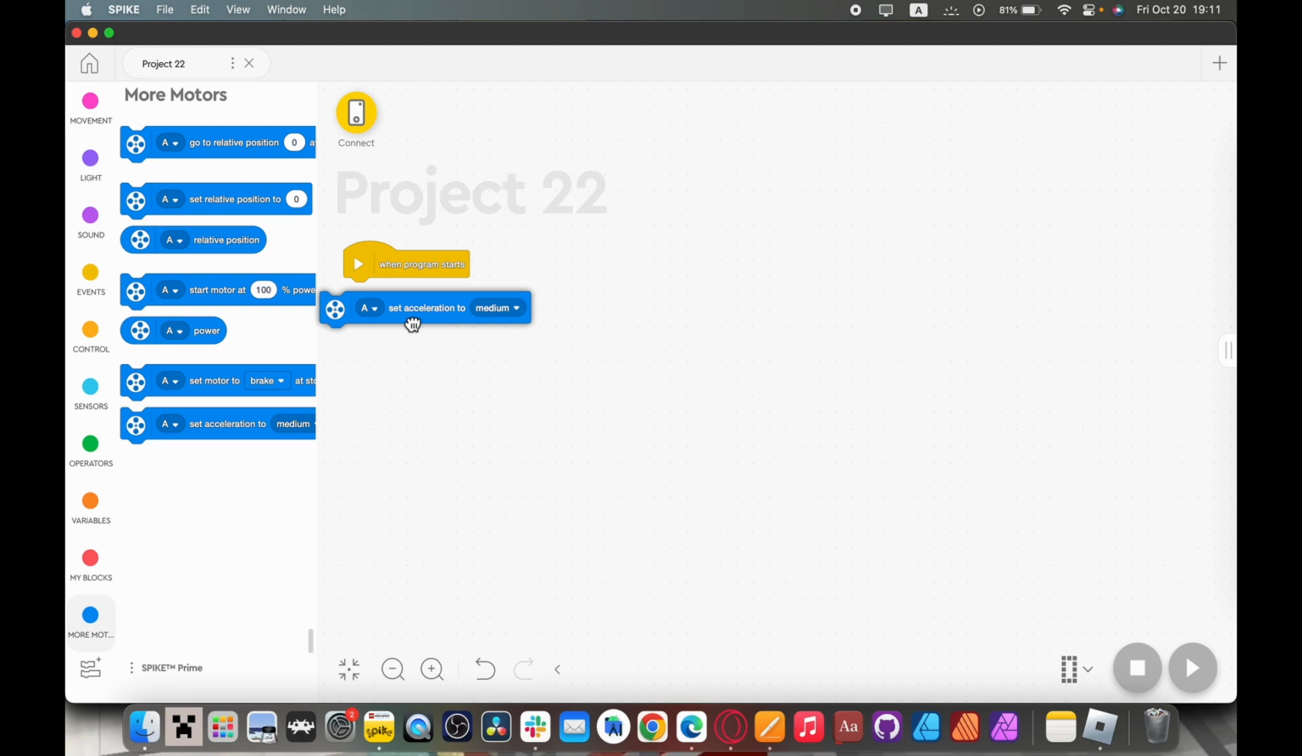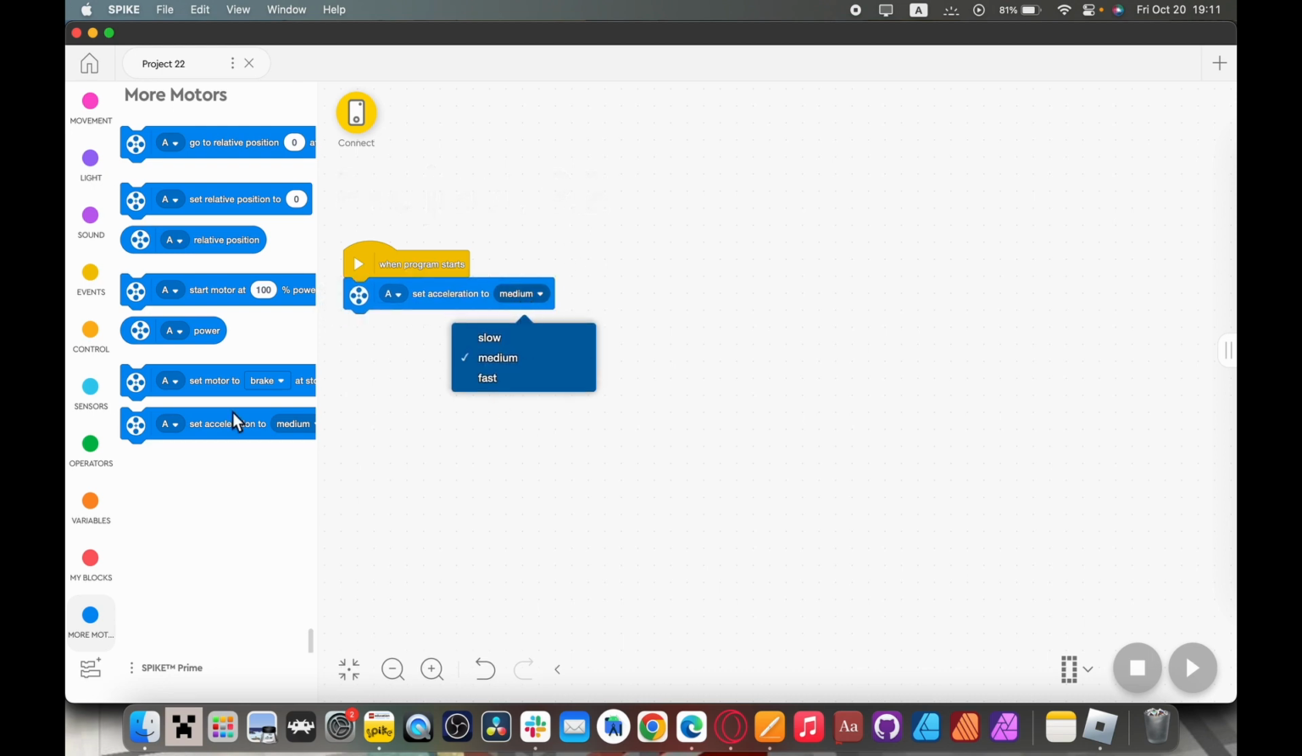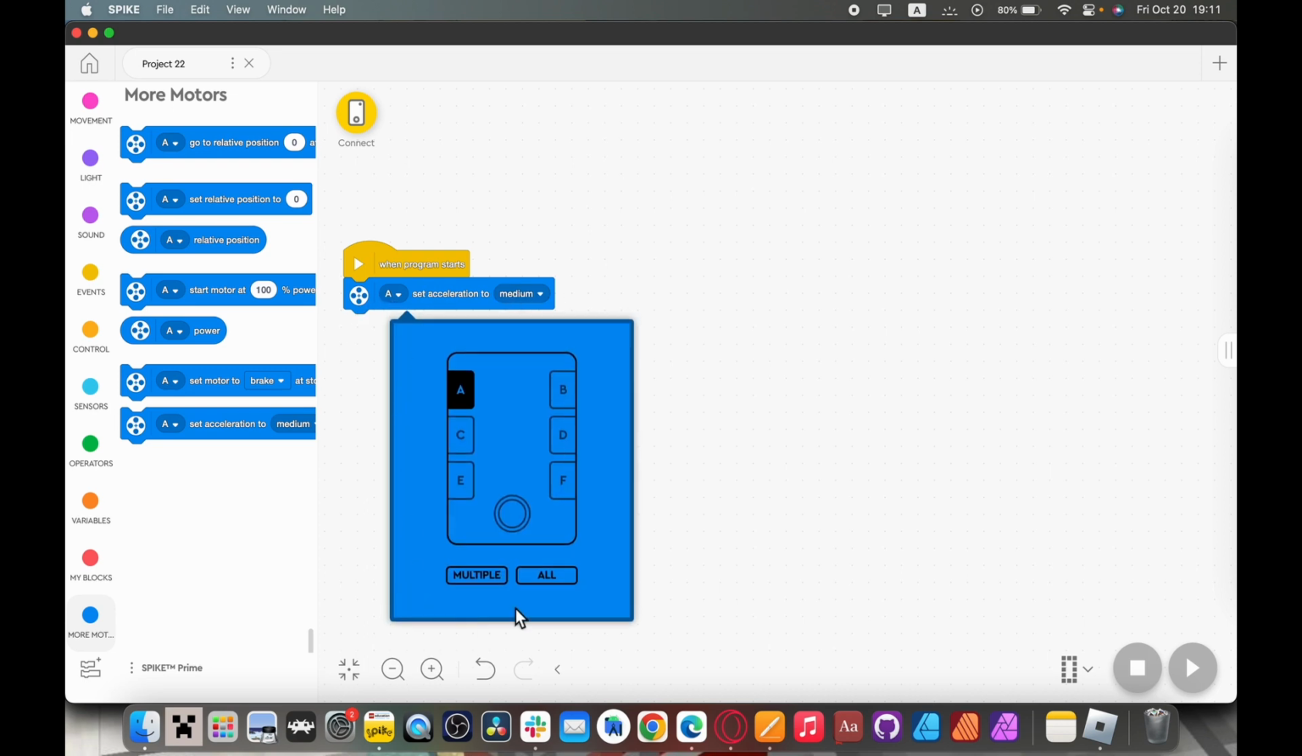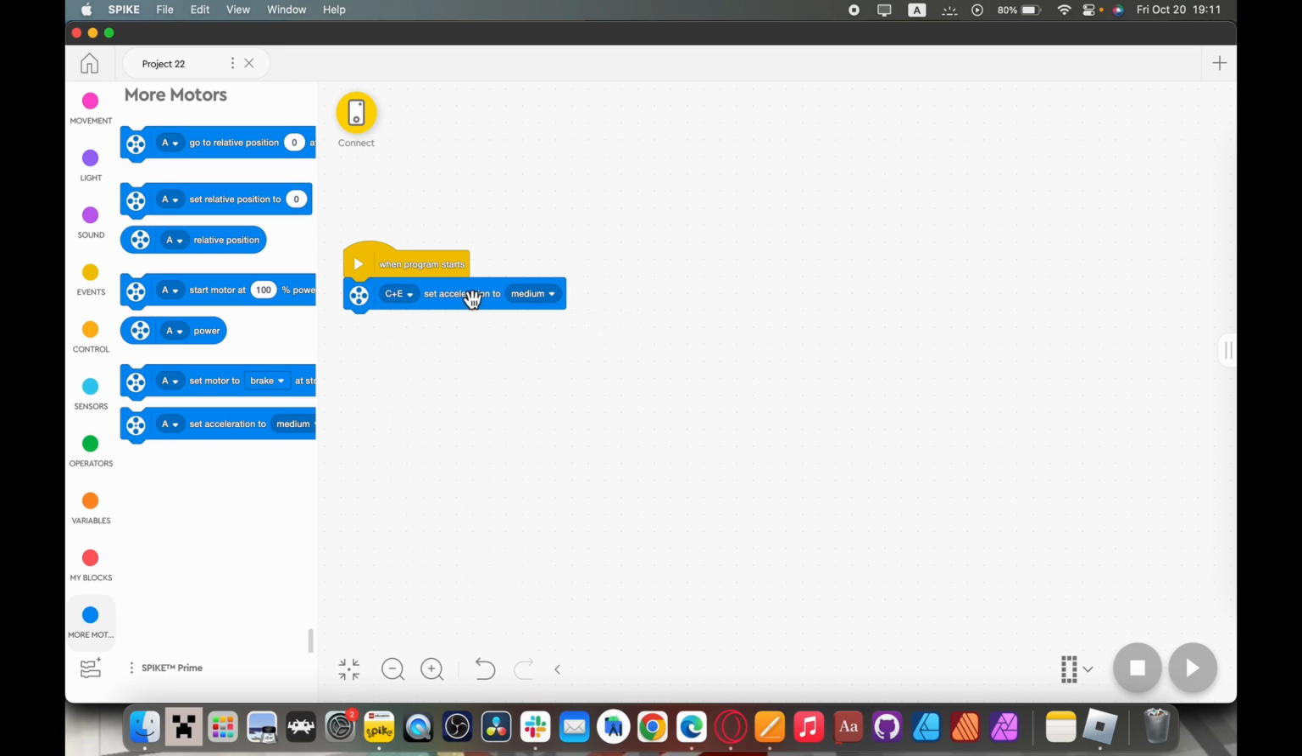Lastly is this set acceleration to block. Now, because these are in the more motors section, and I really haven't messed around with this much yet, I didn't know this existed when I made a certain video that you can watch. Please click the link. It's a cool video. It's more useful than this. So what this does is it sets the acceleration speed to medium. So when you start your motors, this is how fast it accelerates. You can also have it at slow and fast.